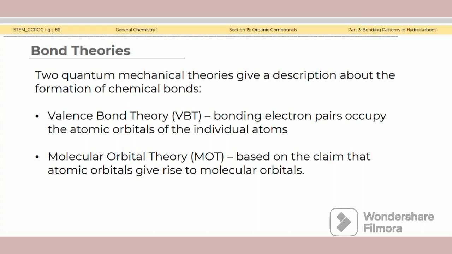Bond theories. Two quantum mechanical theories give a description about the formation of chemical bonds. First is the valence bond theory, or the VBT, which says bonding electron pairs occupy the atomic orbitals of the individual atoms. Next is the molecular orbital theory, or the MOT, which is based on the claim that atomic orbitals give rise to molecular orbitals.